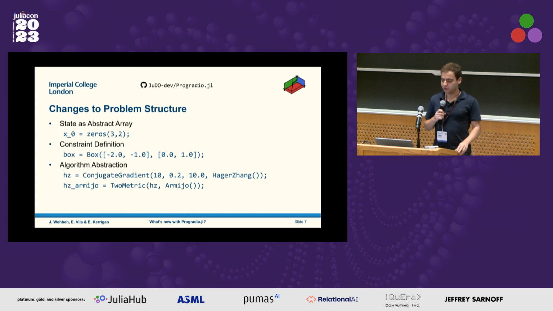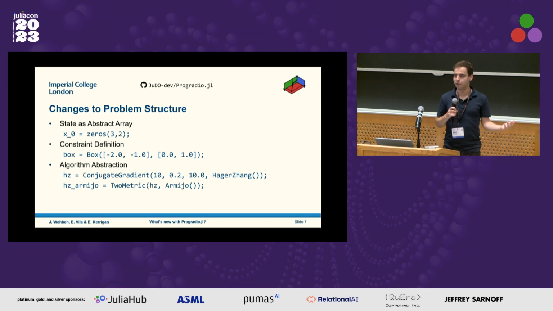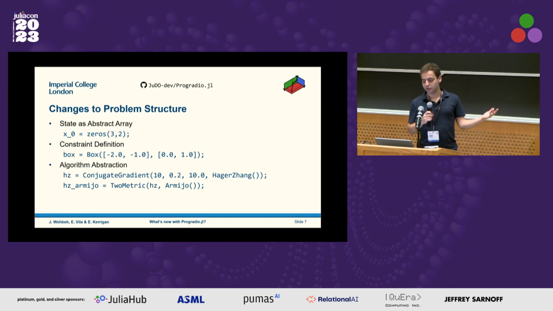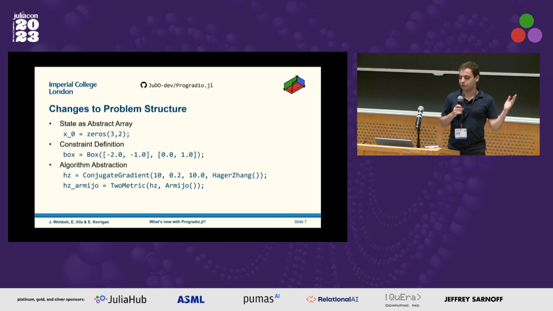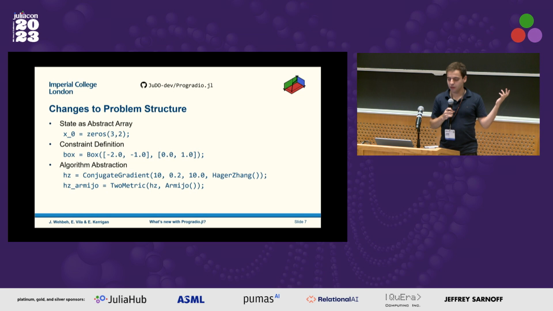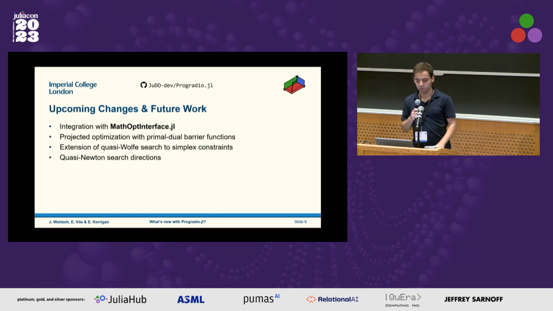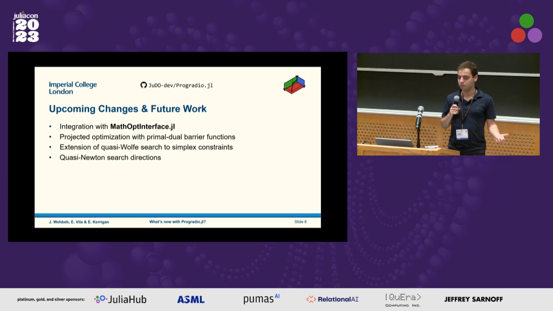And then we did some other small changes where Progradio now supports any form of abstract array for the states, so it doesn't have to be a vector. You can feed a matrix input or anything else. We've streamlined the constraint definition, where you can just define a box as a lower bound and an upper bound. And then we've abstracted algorithms to make it easier to specify what combination of descent direction and line search you want to use in a pretty easy way. So that's it for what we've done so far.